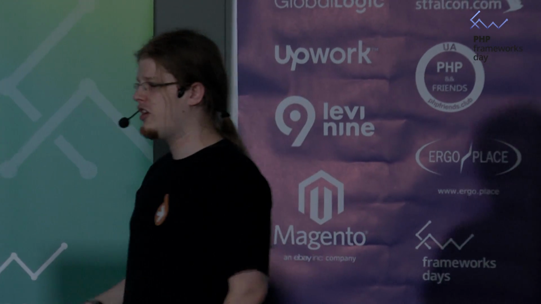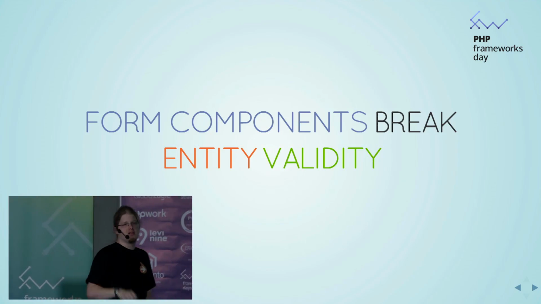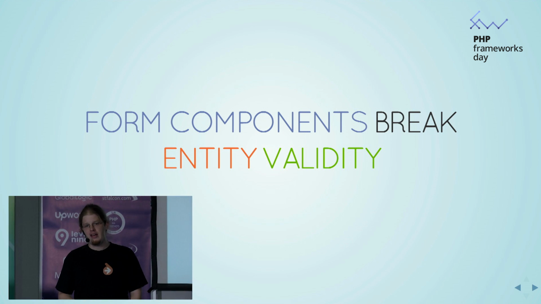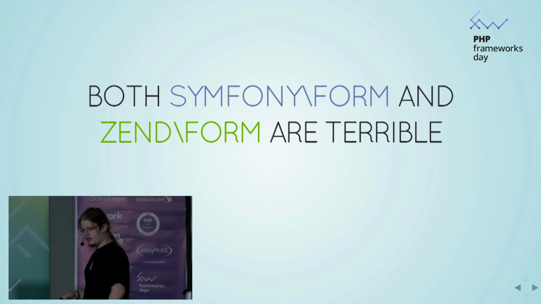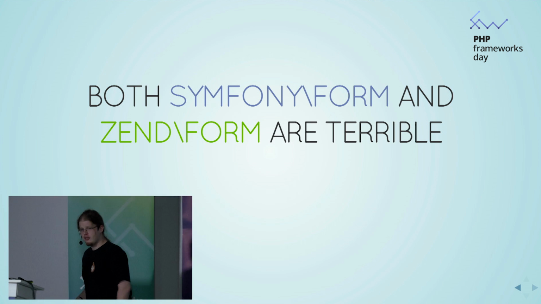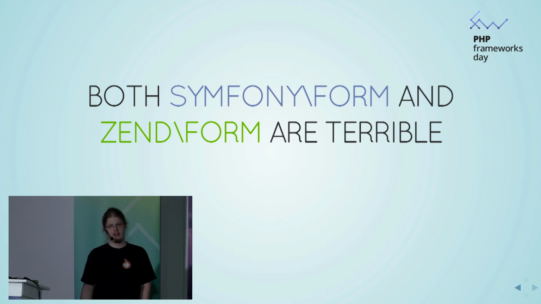But still, our user object now has a type hint against the form system, and the form system is just garbage in the front end. So you should just pass in the data here. Raw data or raw value objects. Components pretty much break this entity validity stuff because they move data around and it's invalid and they don't care. So both Symfony form and Zend form are absolutely terrible at this.